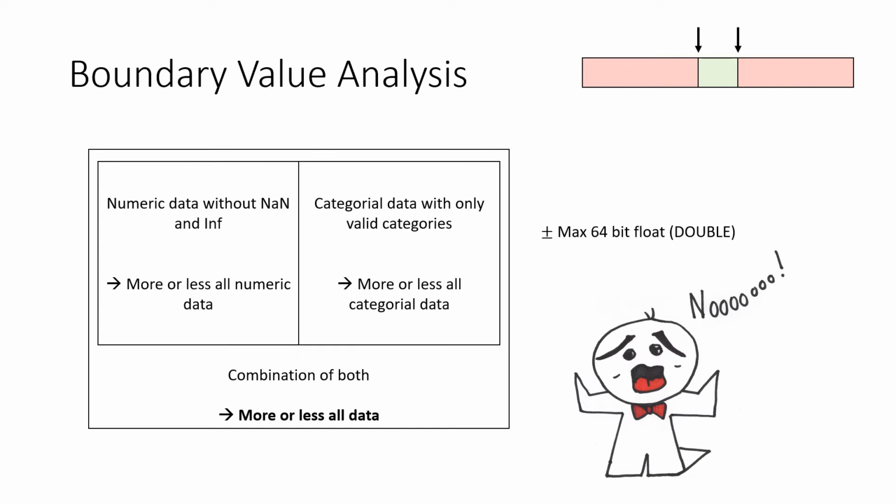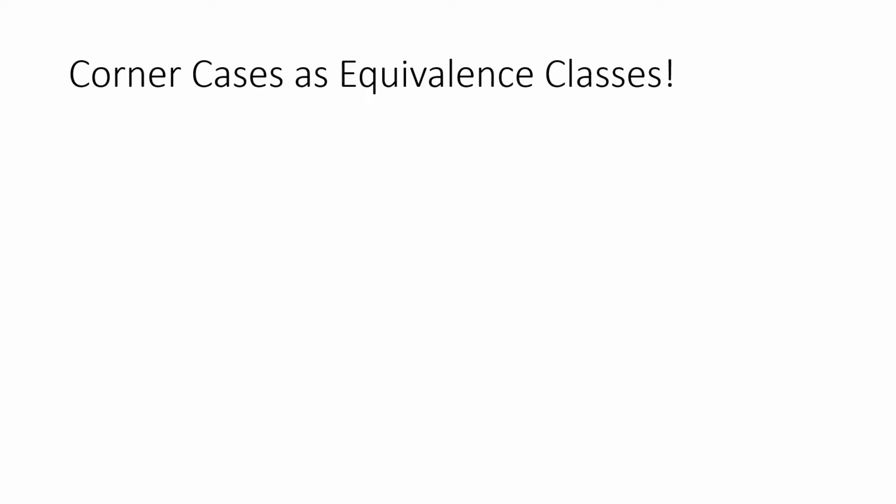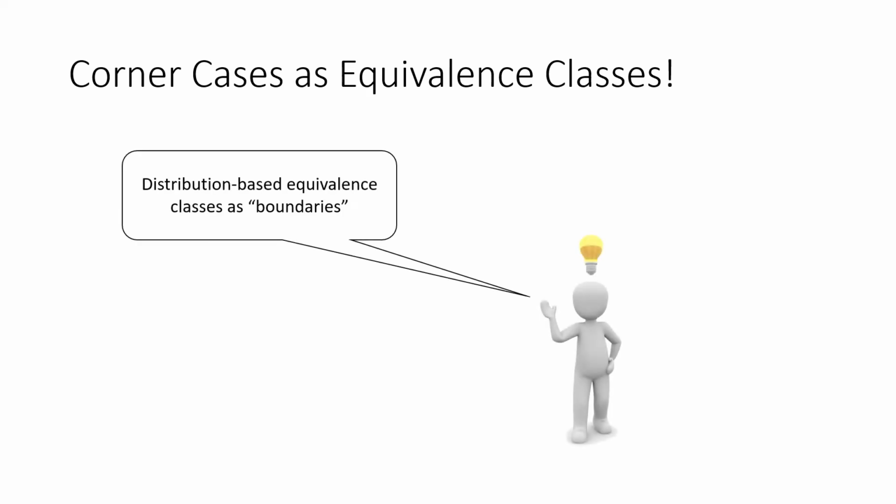But then we went one step further. We then considered what corner cases are. So maybe we can use corner cases as boundaries. So no real equivalence class because everything should be working, but instead we use that machine learning works based on probability distributions, often of the input data, and different probability distributions might behave differently. So let's define distribution-based equivalence classes as boundaries and try to find difficult distributions that might cause problems.